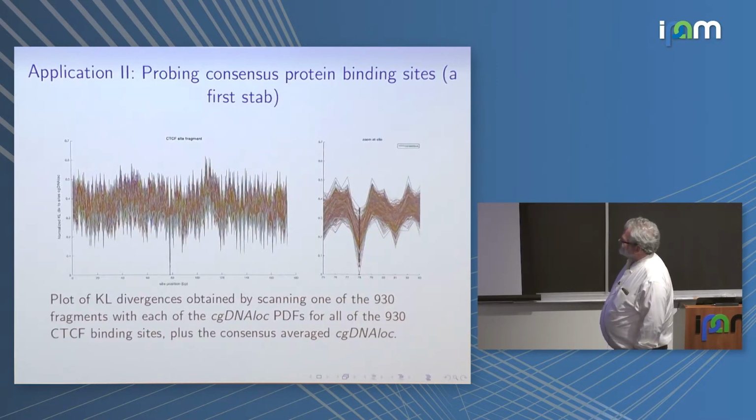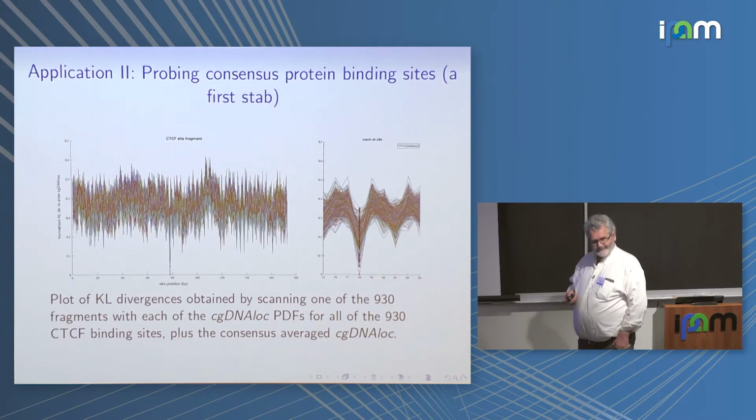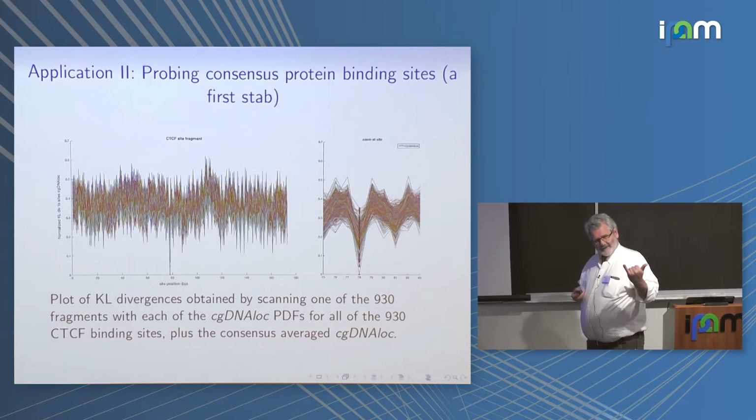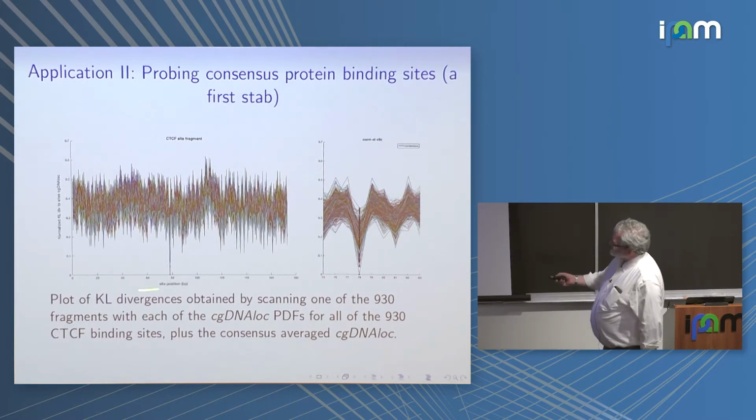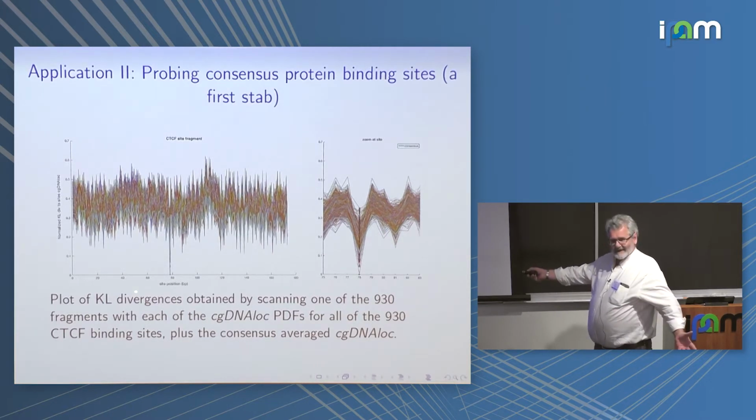Yeah, fine. So now I'm going to pick one of the 930 fragments, and then I'm going to run the cgDNA PDF for each of the 930 binding sites along that fragment. So this is 930 curves, right? A bunch of locations, and you get a dip. Guess where the binding site is? Right, has to be there.